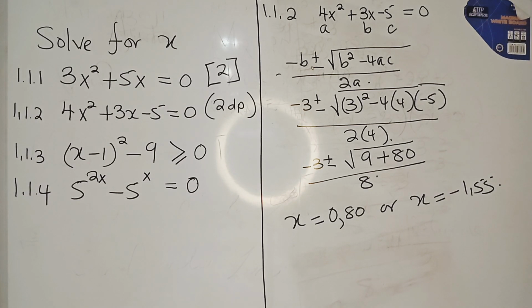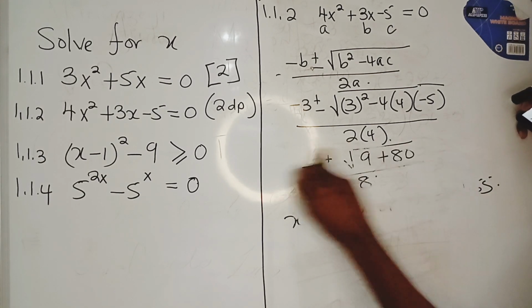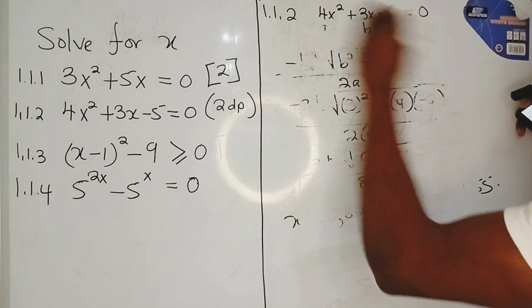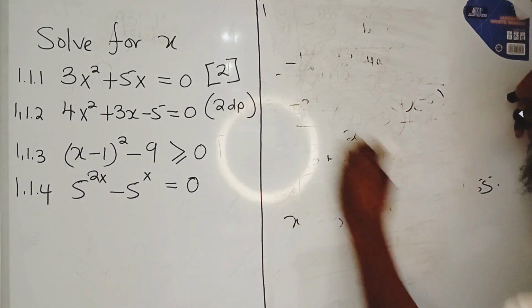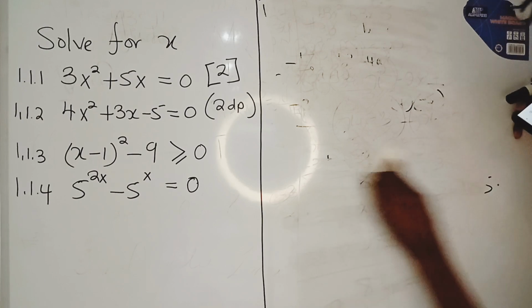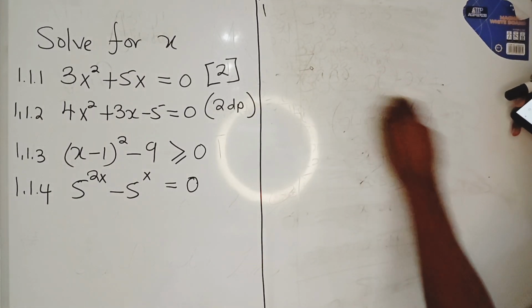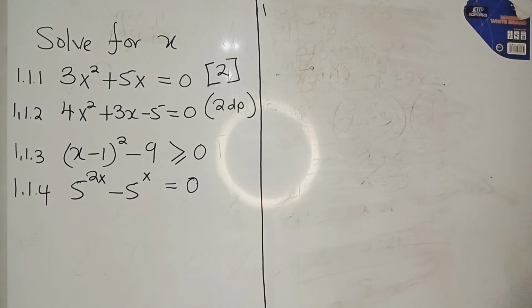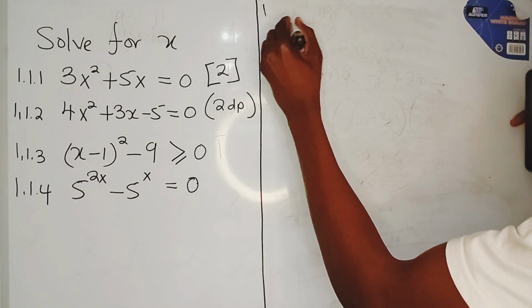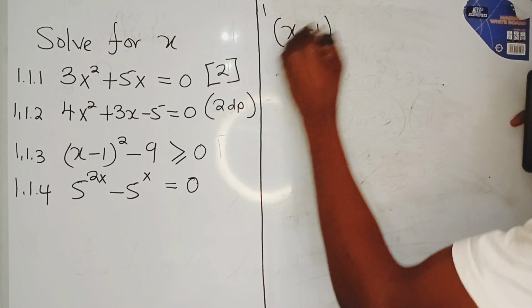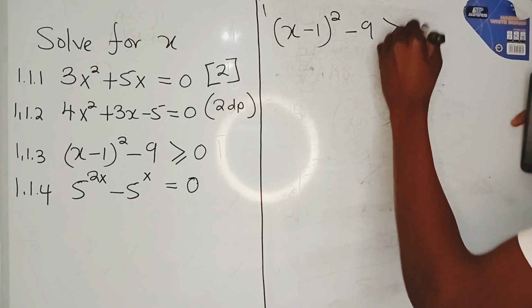Then we move on to our inequality on number 1.1.3, in which they are saying, for x given the inequality, x minus 1 squared minus 9 is greater or equal to 0.